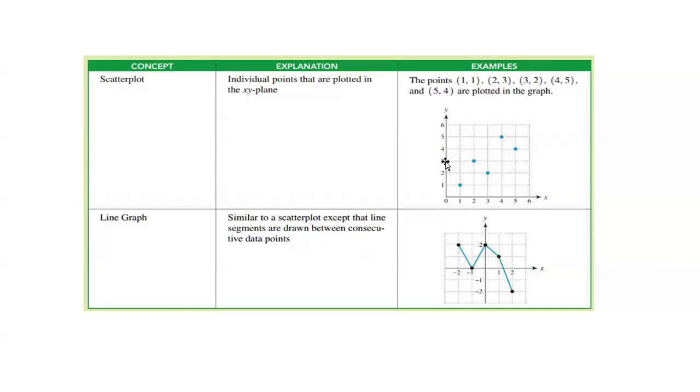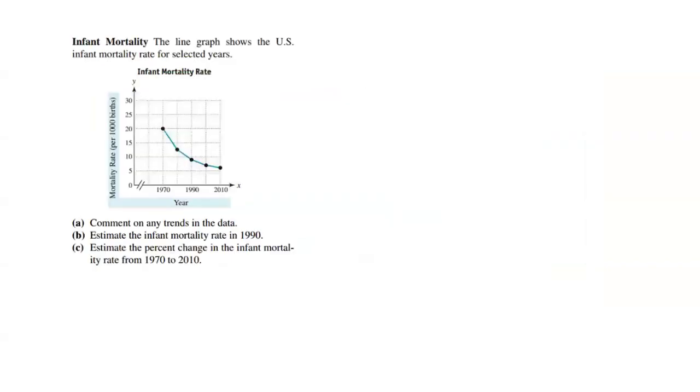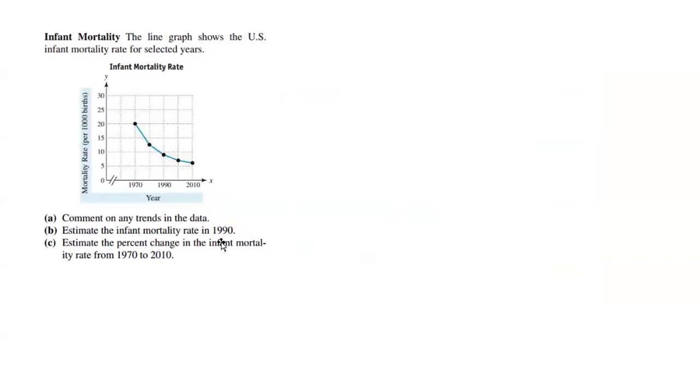Then you have a line graph. Basically this is an example of a line graph, just drawing a line between two consecutive data points. All right, so let's look at a word problem here.